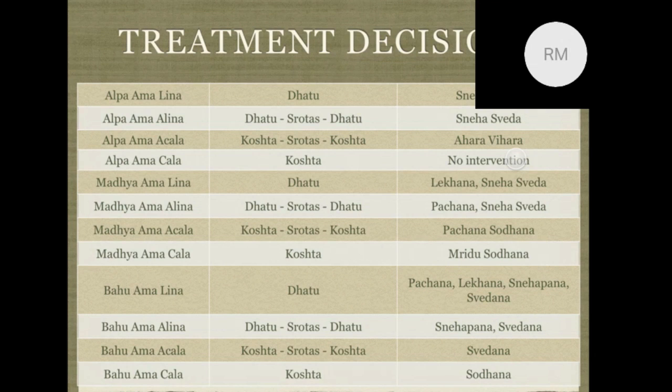So here, the second column indicates the three zones of the body. So dhatu here means it represents the innermost and the central pathway of the disease. The vital organs. The Srotas actually denotes the outer pathway of the disease. And the Koshta denotes the inner pathway of the disease. So these two columns are now translated.